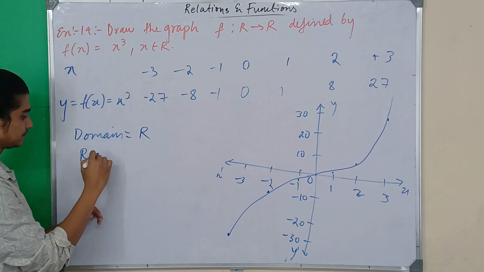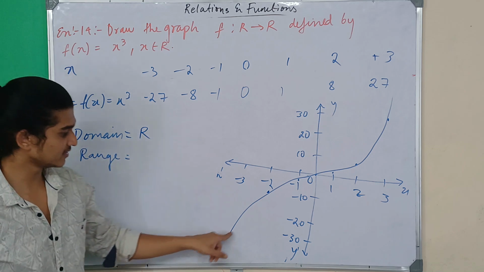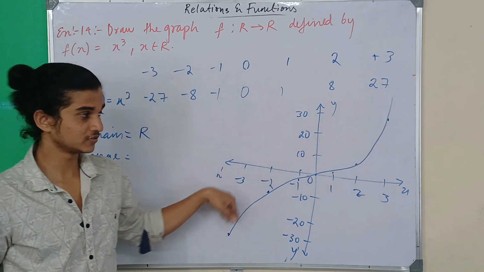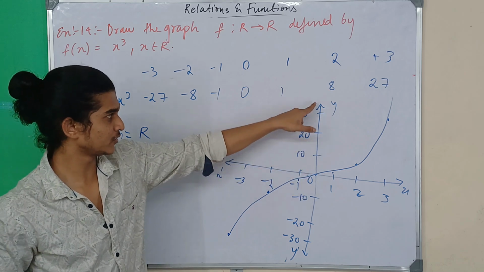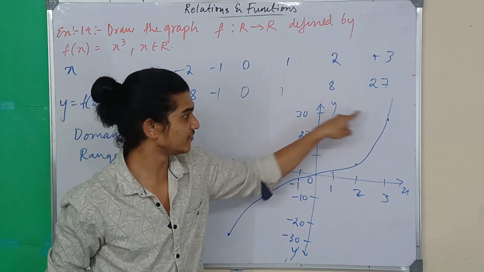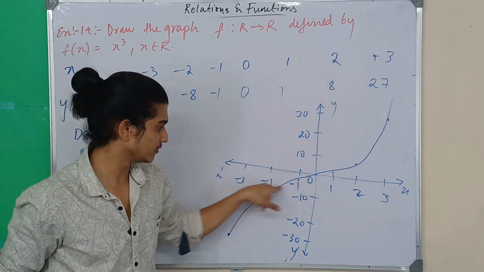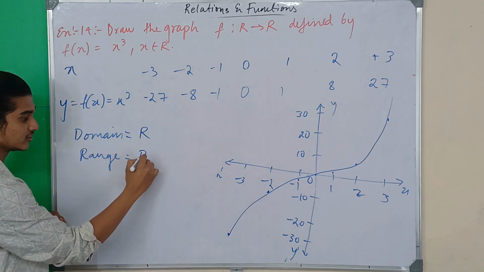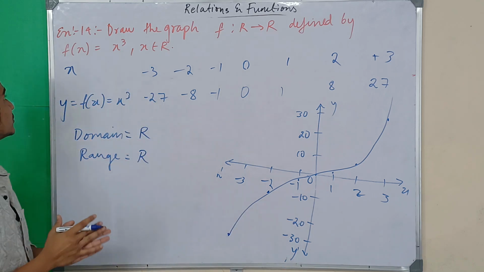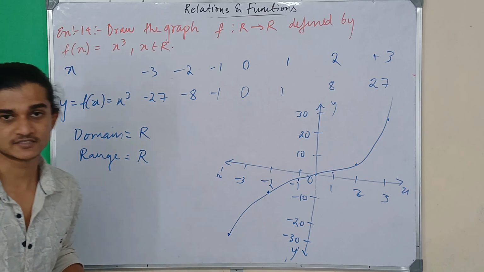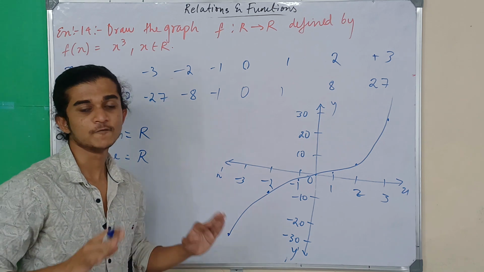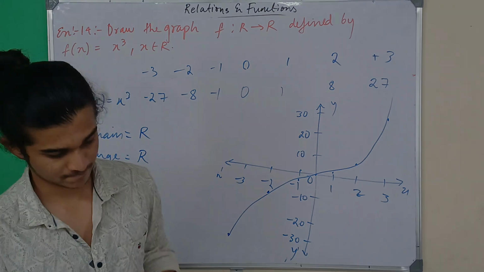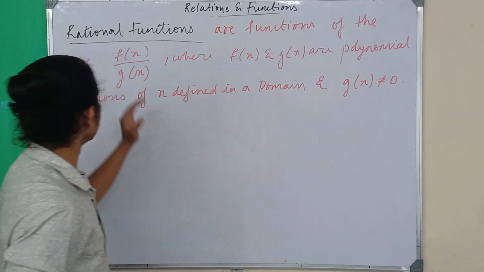Now range. Let's see where this curve goes on the y-axis. You can find values of y at every point on the y-axis, even down below also. So from this I can say range is also the set of all real numbers. So this was how you solve this example. Now let us move on to the next function, which is the rational function.